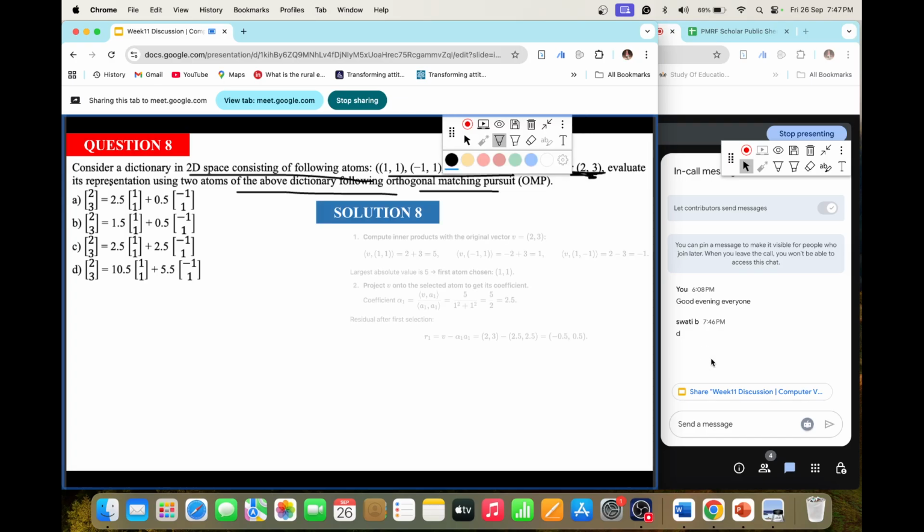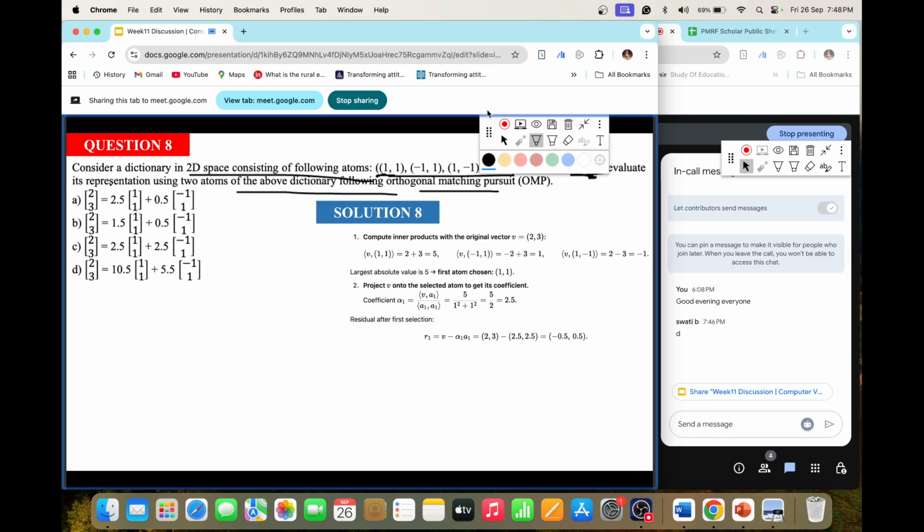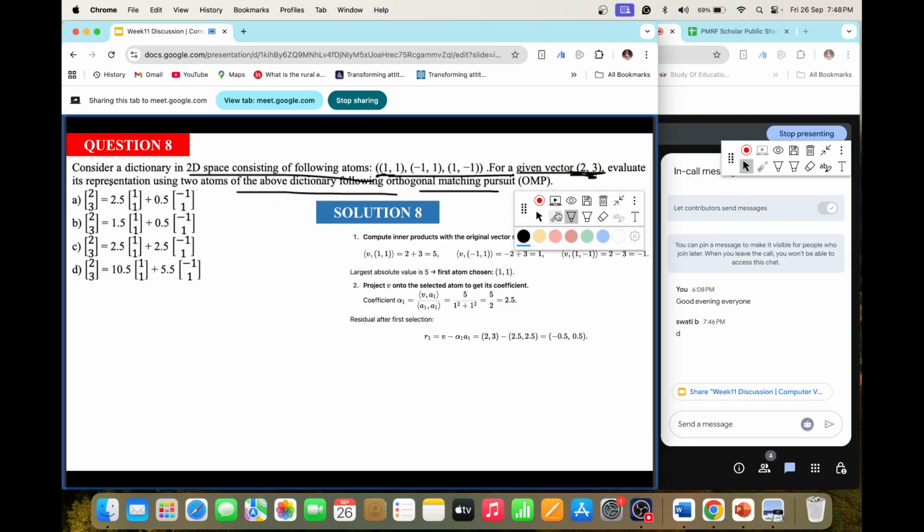So how do you proceed? First, you have to multiply your given vector with all the atoms, and check for which atom you are getting the maximum answer, the maximum correlation. It is very easy. V into this is 2 plus 3, that is 5. For the second you get minus 2 plus 3, that is 1. And for the third, 2 minus 3, that is minus 1. So definitely the first vector is the one you will choose.